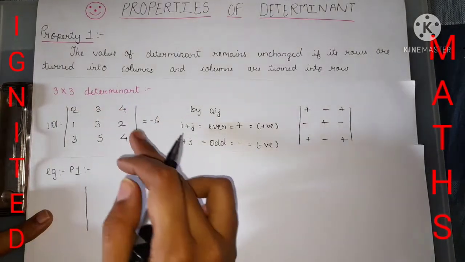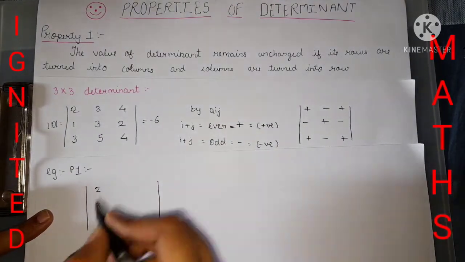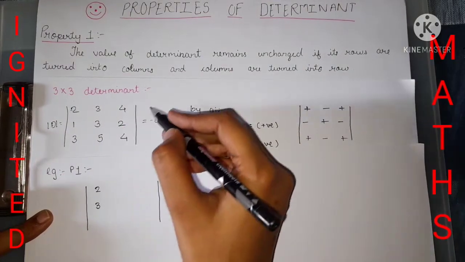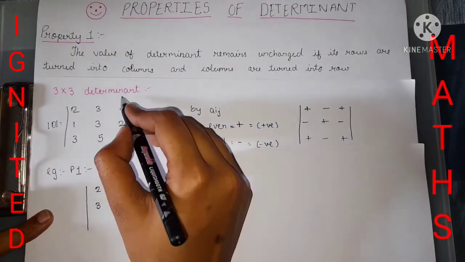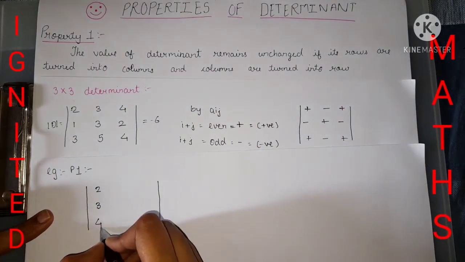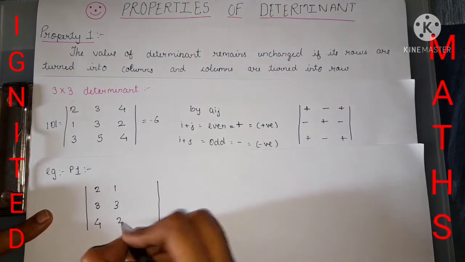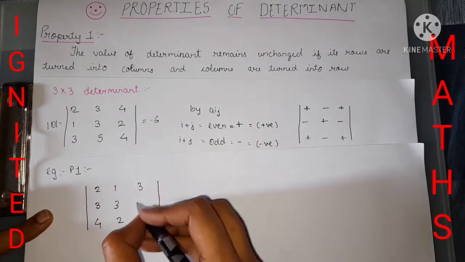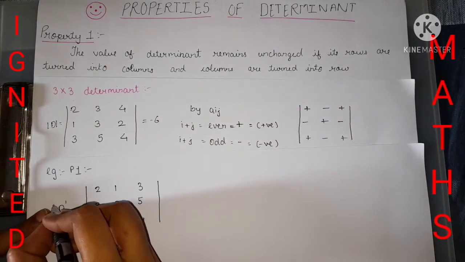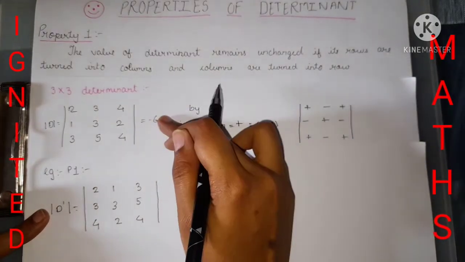Like the 2, 3, 4 is present in a row, so I am going to turn it into a column over here. The first row will become the first column, the second row will become the second column, and the third row will become the third column. So let's take the value as D dash, and I'm going to find the value of the determinant. The same answer I'm going to get.